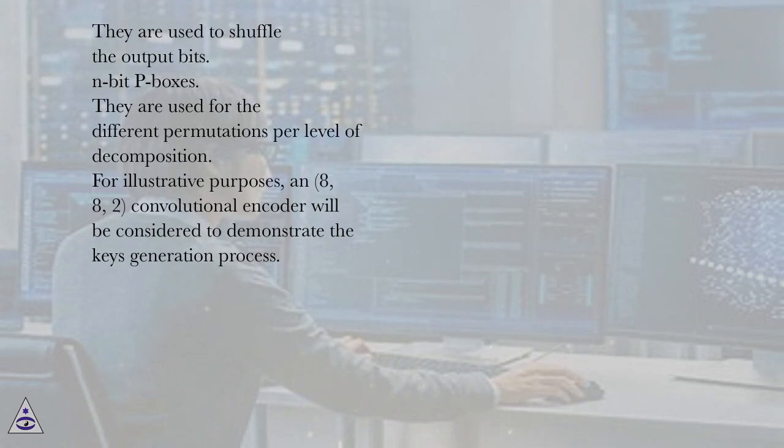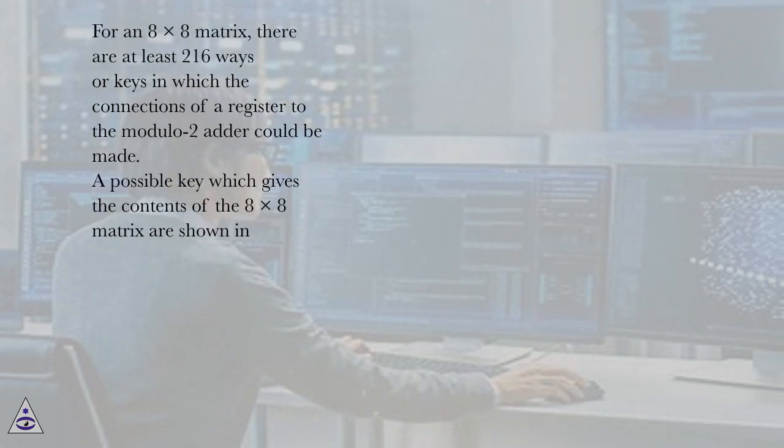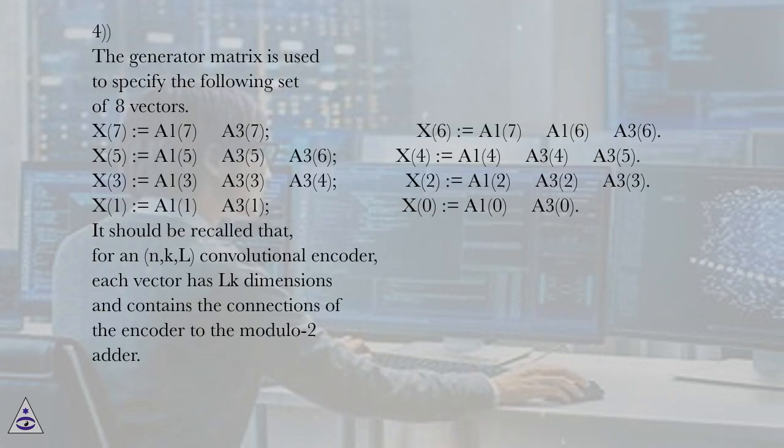For illustrative purposes, an (8, 2) convolutional encoder will be considered to demonstrate the key generation process. For an 8x8 matrix, there are at least 2^16 ways or keys in which the connections of a register to the modulo 2 adder could be made. A possible key which gives the contents of the 8 times 8 matrix is shown in the figure. The generator matrix is used to specify the following set of 8 vectors.